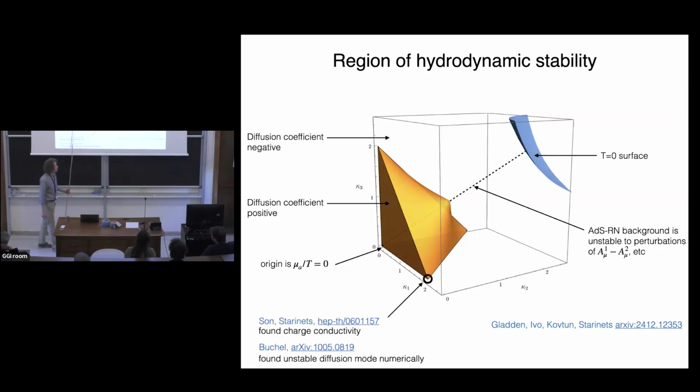I also want to comment that this part here was studied before. Sören Stornius computed charge conductivity near this region, and then in 2010, Buchel found an unstable diffusion mode numerically. This numerical instability found there, we can actually now understand analytically. It's through the divergence of the susceptibility here and the finite value of the conductivity. So the next step, sort of missing from the analysis that I'm showing you, is the computation of conductivity in this region here.